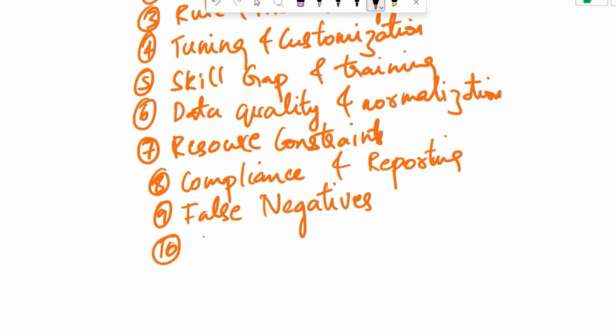Next is change management. Implementing a SIM involves changes to processes, configurations, and workflows, which can face resistance from stakeholders. So engage with key stakeholders early and communicate the benefits of the SIM. Develop a clear change management plan to address concerns and ensure smooth adoption.